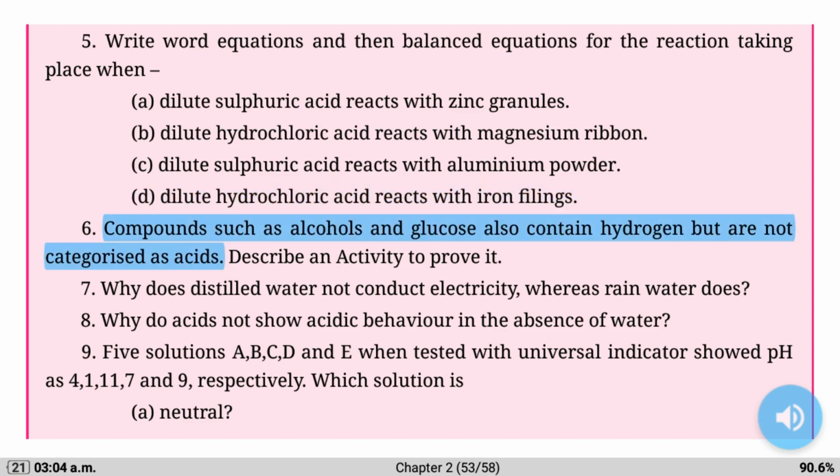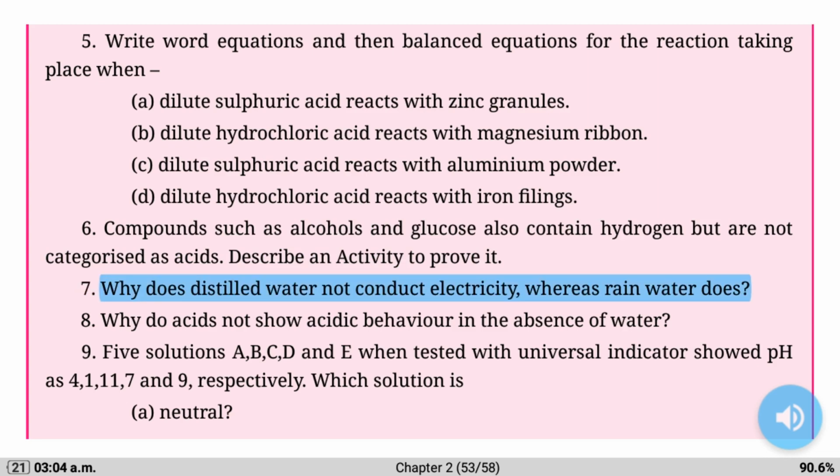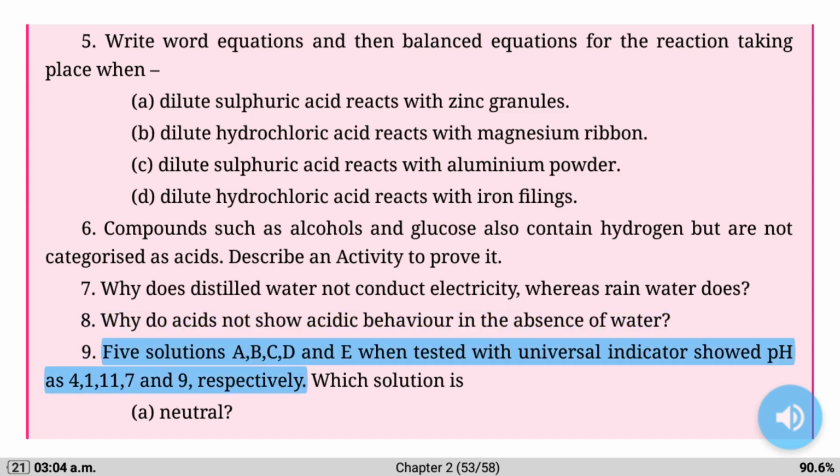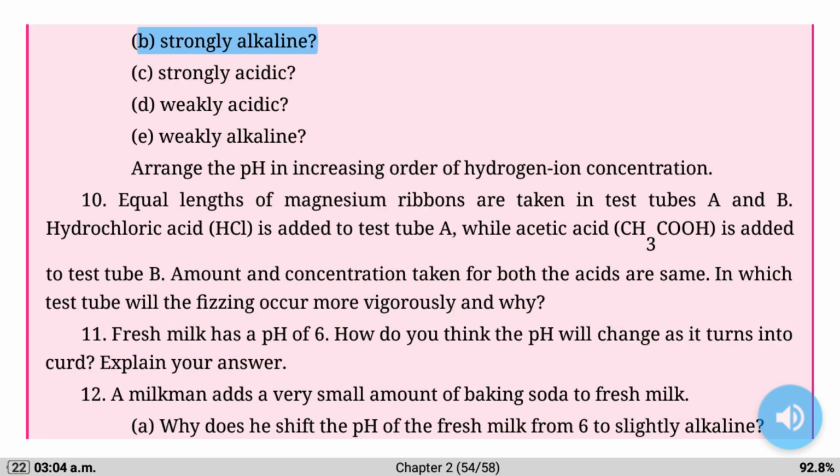6. Compounds such as alcohols and glucose also contain hydrogen, but are not categorized as acids. Describe an activity to prove it. 7. Why does distilled water not conduct electricity, whereas rainwater does? 8. Why do acids not show acidic behavior in the absence of water? 9. Five solutions A, B, C, D, and E when tested with universal indicator showed pH as 4, 1, 11, 7 and 9, respectively. Which solution is: A. Neutral, B. Strongly alkaline, C. Strongly acidic, D. Weakly acidic, E. Weakly alkaline? Arrange the pH in increasing order of hydrogen ion concentration.